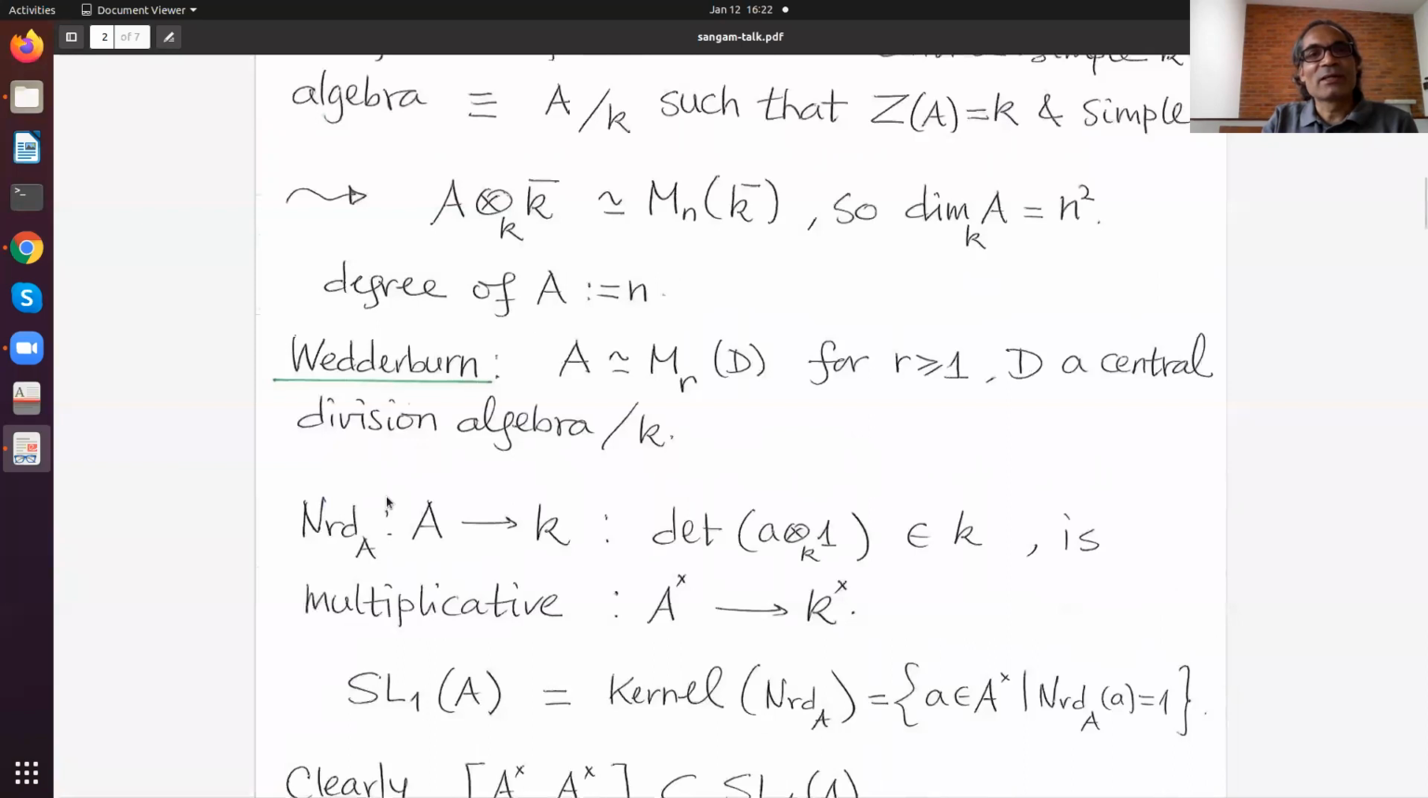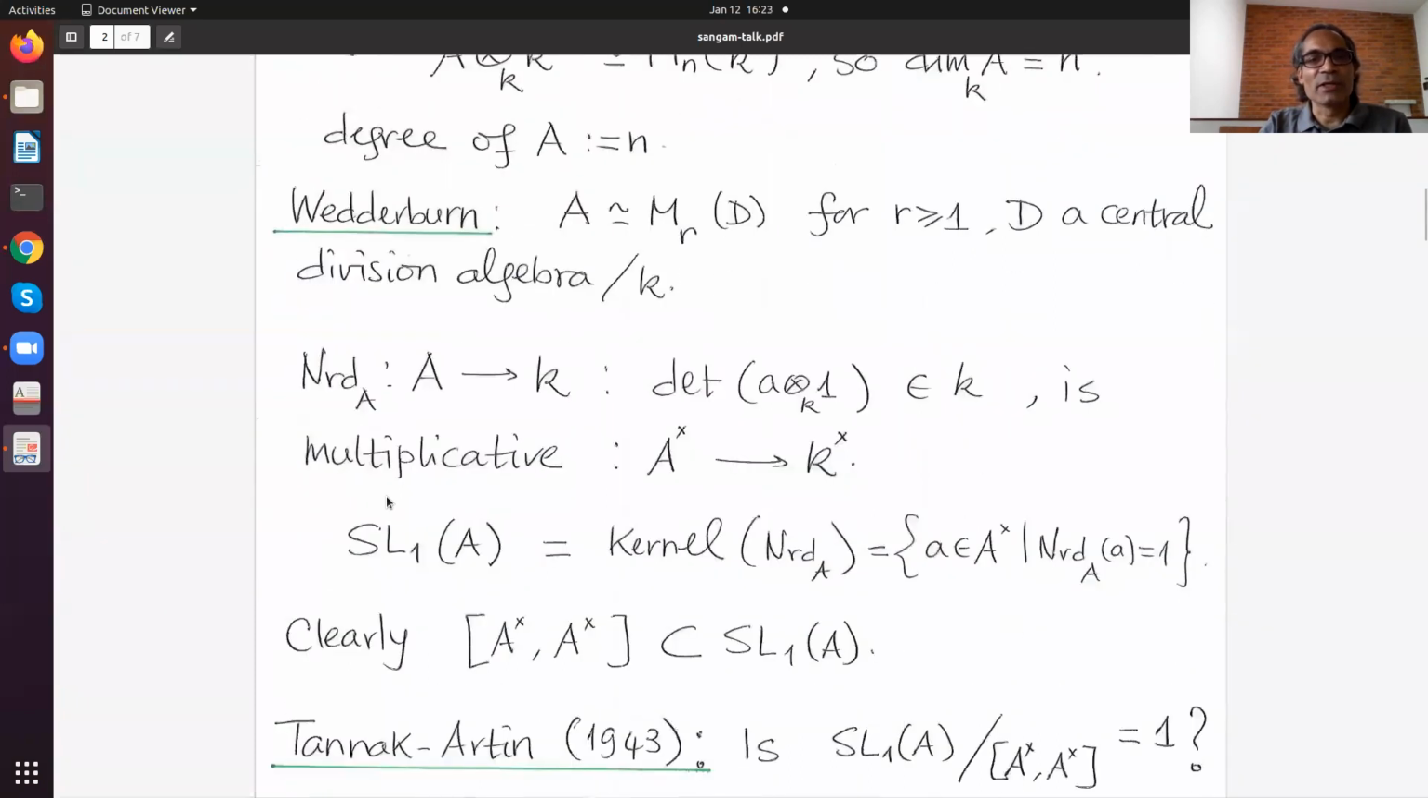Now let's look at this A tensor k bar. It contains A as a k-subalgebra. So I can take any element here, follow it by a fixed isomorphism to think of it as a matrix, and take its determinant. That map is called the reduced norm map of A. And because determinant is multiplicative, this map also is multiplicative.